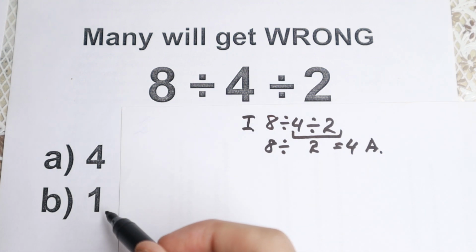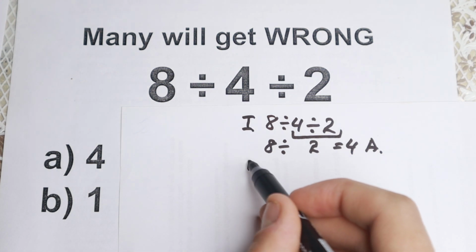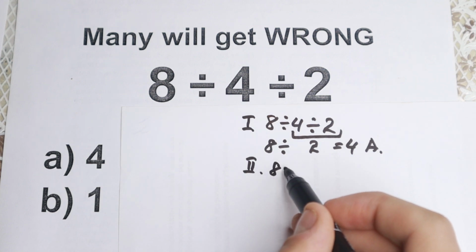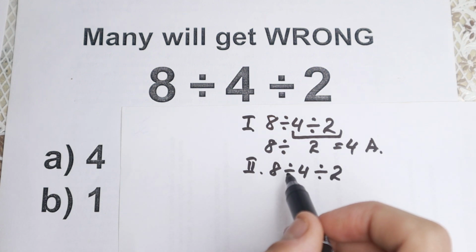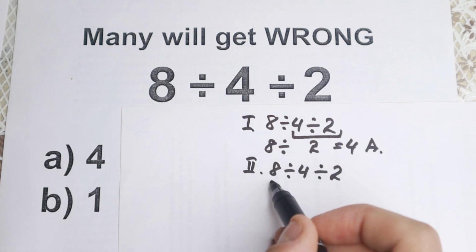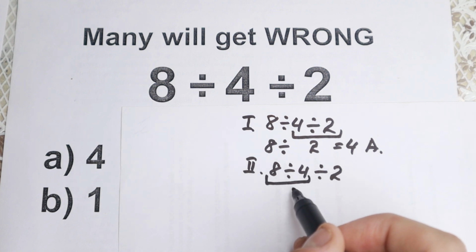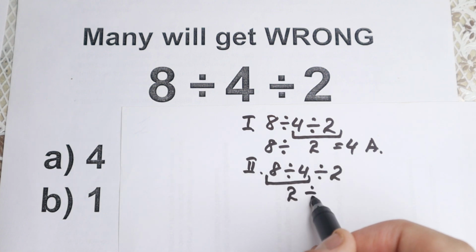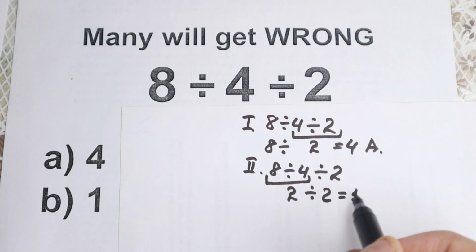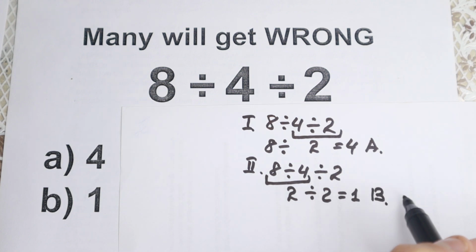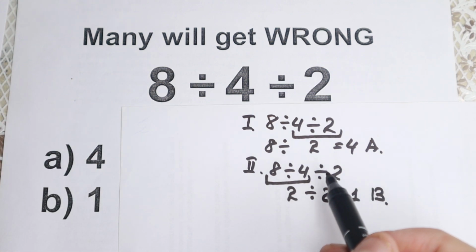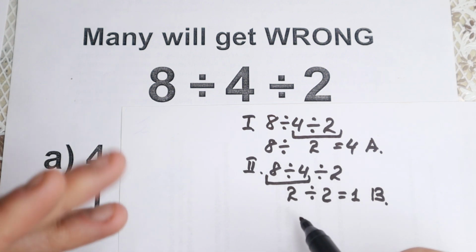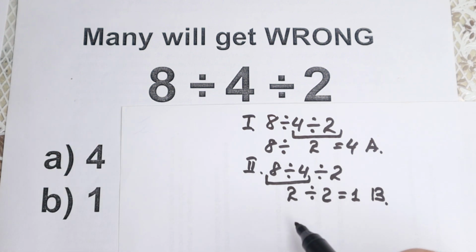But how can we find this option B? Okay, let's do the second approach. So we have 8 divided by 4 and divided by 2. And then students go from here, from left to right. They divide 8 divided by 4 first, which is equal to 2, and 2 divided by 2 is equal to 1, and this is option B. So as you can see, two different approaches, but which one is correct? Because obviously whatever order you select is going to create a different answer, right? So we need to understand what is the correct order to do this problem. And in this video I'm going to show you how we can solve this correctly.